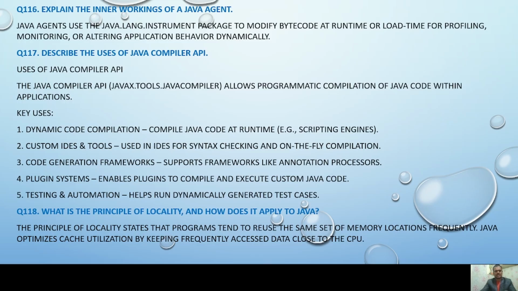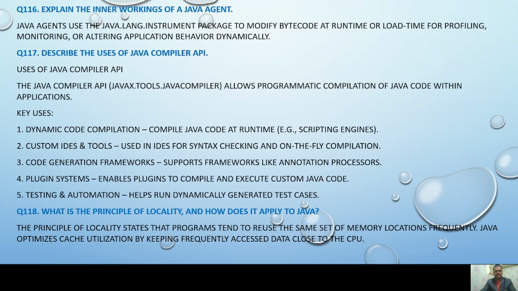Describe the usages of the Java Compiler API. The Java Compiler API, that is javax.tools.JavaCompiler, allows programmatic compilation of Java code within applications. Key usages. Dynamic code compilation, that is compile Java code at runtime, for example scripting engines. Custom IDEs and tools used in IDEs for syntax checking and on-the-fly compilation.